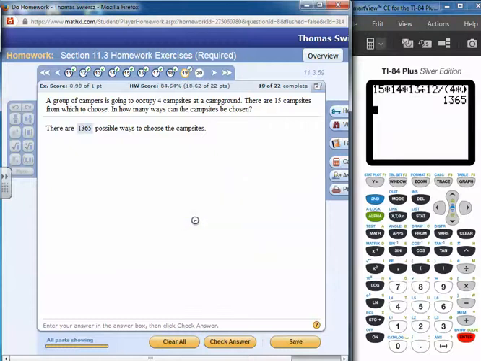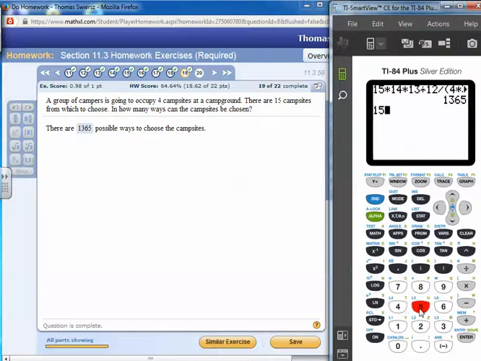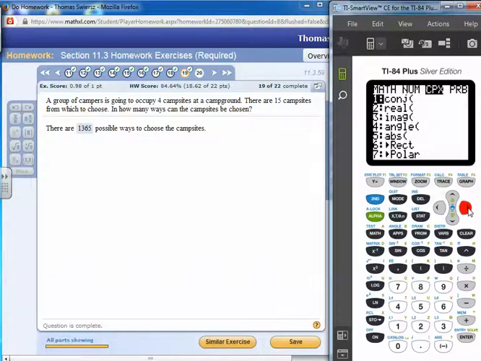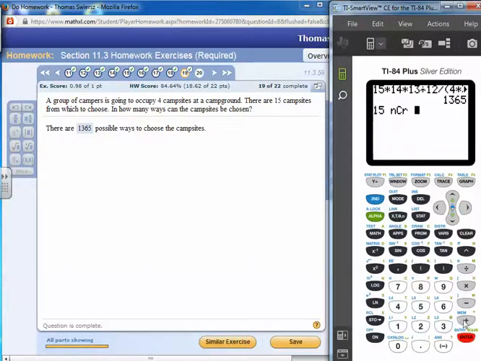Again, remember, combinations is on your calculator, so you could simply do this by putting in the total number, 15, and then hitting the math key, and going over 3 times to highlight PRB, nCr. Go down 2 to highlight nCr, hit enter. There's your combination, so you know you're using the combination formula, and you put in the number you're selecting next, which in this case is 4, hit enter, and you'll get your answer of 1,365.